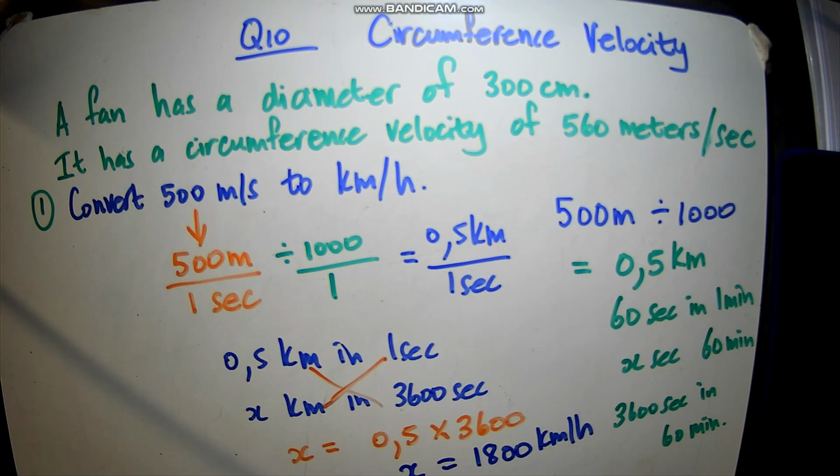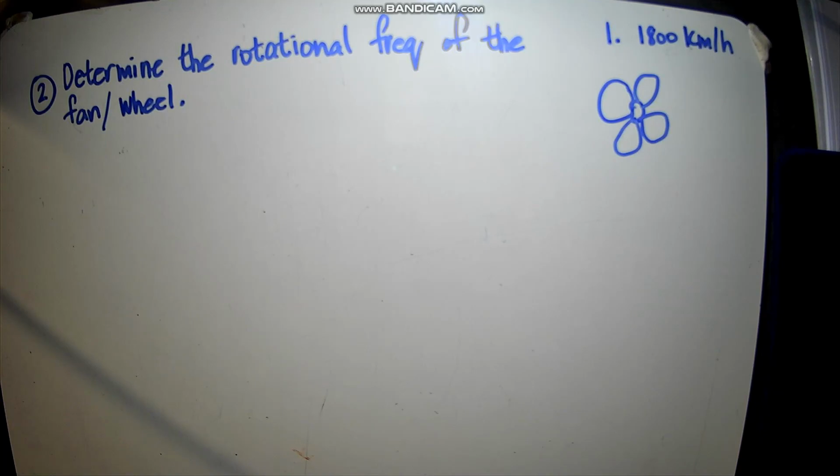So just to convert this, there's 2 marks. First step, you have to divide by 1000 to convert it into kilometers. Next, you're going to multiply by 3,600. As simple as that.